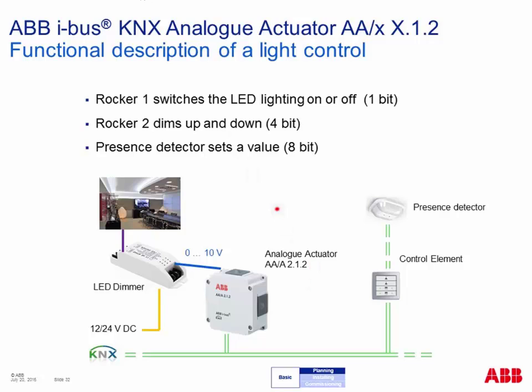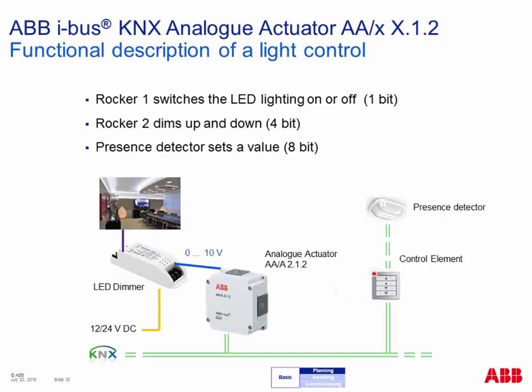Or here is the example of using the analog actuator to control dimmers. We have, for example, the surface-mounted analog actuator, which is installed in the false ceiling near the LED dimmer. The LED dimmer again needs supply voltage, 12 or 24 volt DC. It depends on our LEDs. And it gets the analog signal from our analog actuator.